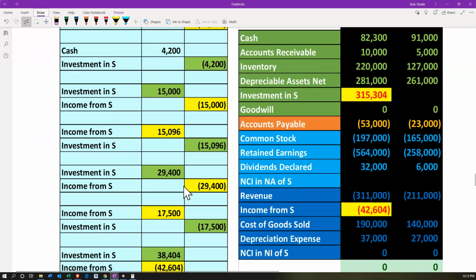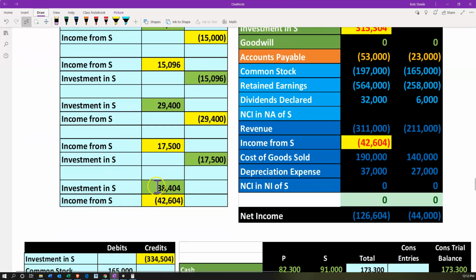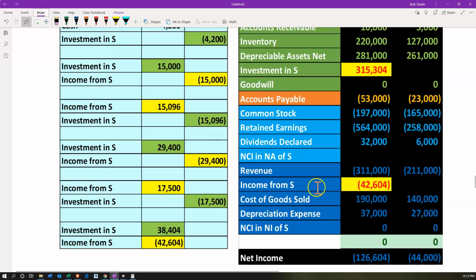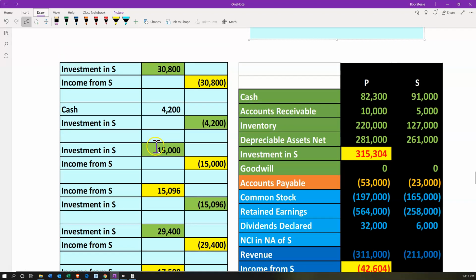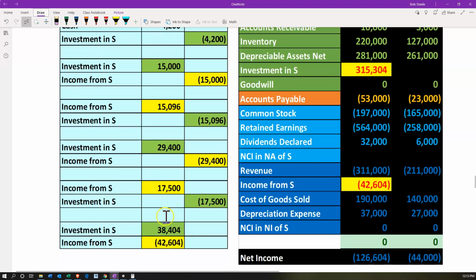Okay, so now let's add these up. Basically, I'm color coding these by investment in S and income from S to see what happened in the current year with the equity method. We're trying to reconstruct these two accounts that are in yellow. If I take a look at the investment in S in green, that included this and this and this and this and this and this and that, and that adds up to the 38,404. That doesn't tie out to this.